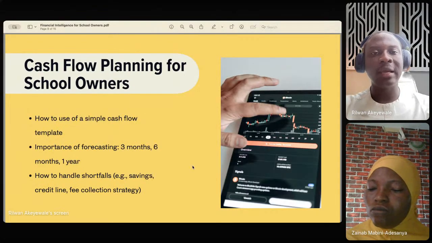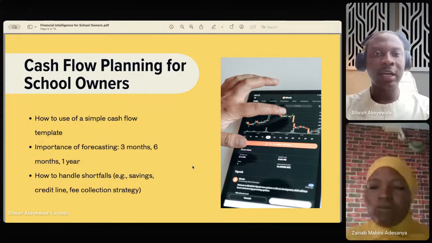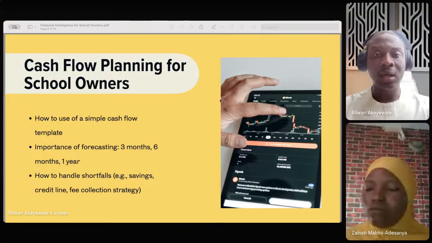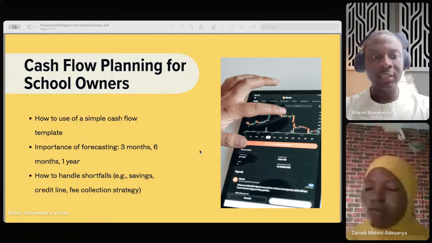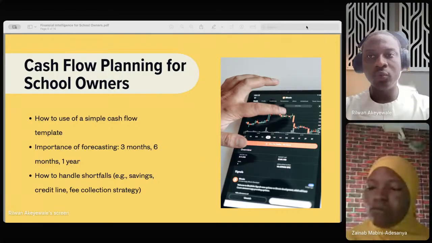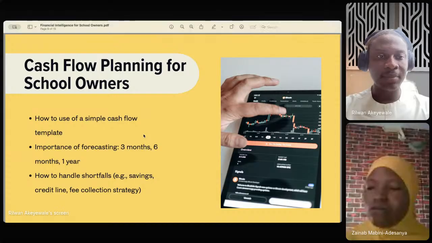So how do you then plan your cash flow? How do you plan your cash flow? So we use the template to also demonstrate this, to demonstrate how to plan your cash flow. So it's very similar to the one that I shared earlier. We'll get to that in a minute.